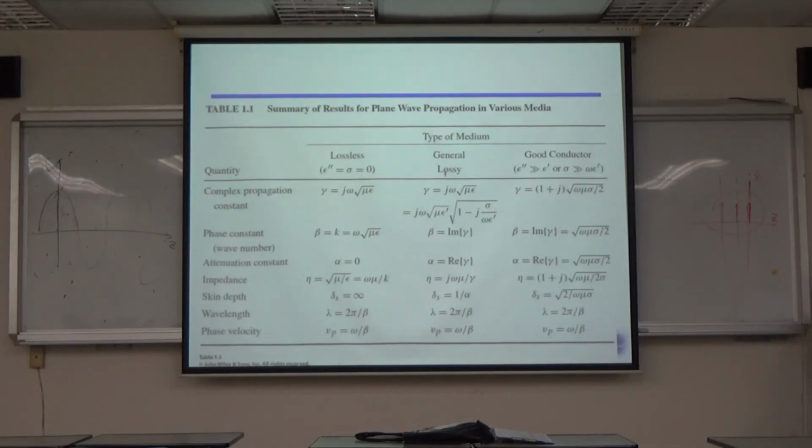Let's see how much we have learned so far. This is a lossless case, which means your epsilon double prime equals your sigma equals 0. There is no conductivity because it's lossless. Your gamma is j beta. Beta equals your k equals omega square root of mu epsilon, and gamma equals j beta. Your attenuation constant, your alpha, is 0, which is happy. We are happy that we don't have the attenuation constant. Your impedance is omega mu over k as we derived. And your skin depth, lossless.